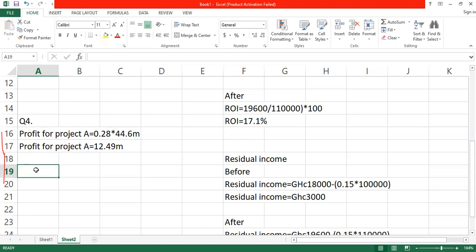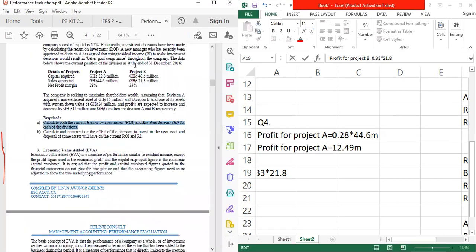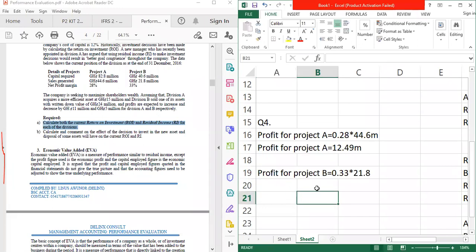For project B, what are we going to get? We're going to apply 0.33 on 21.8. So 0.33 multiplied by 21.8. Okay, so I guess 7.19. So we get 7.19. Okay, so profit will be 7.19 million.